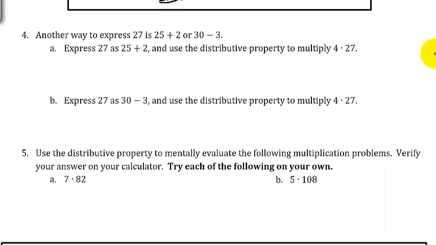So again, if you want to just pause the video for a second and try both problems 4 and 5, and then start the video back up, and then we'll go over the problems together.